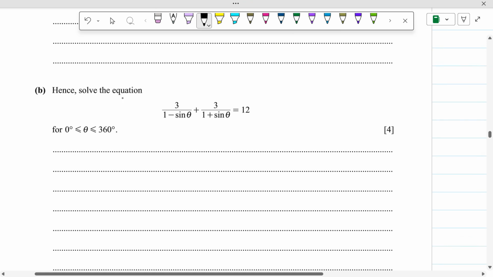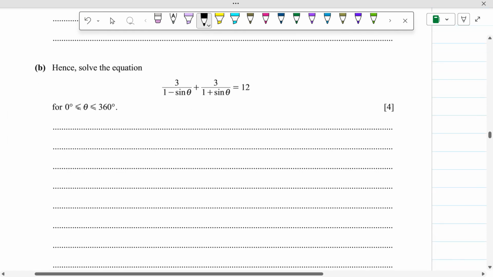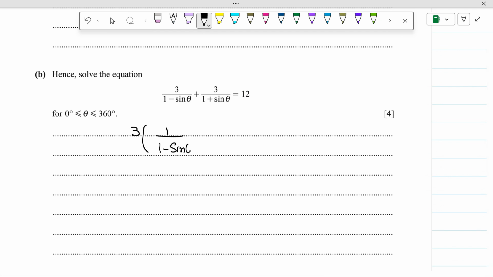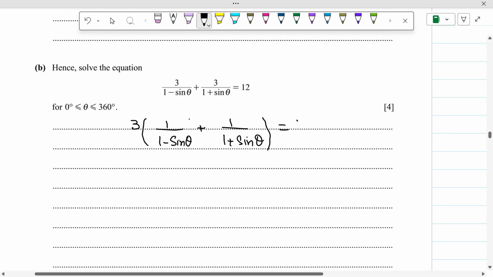Part B, solve the equation which says that 3 over 1 minus sine of theta plus 3 over 1 plus sine of theta is equal to 12, for all values of theta which is less than or equal to 360 and greater than or equal to 0. When we take 3 common from the left hand side, we will have 1 over 1 minus sine of theta plus 1 over 1 plus sine of theta, which is equal to 12.